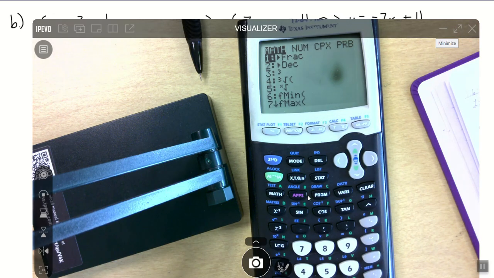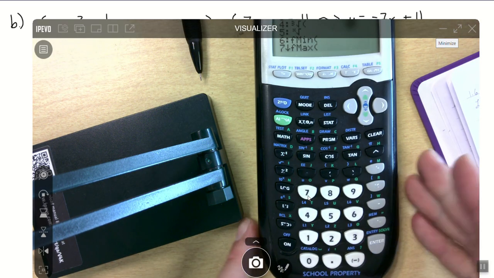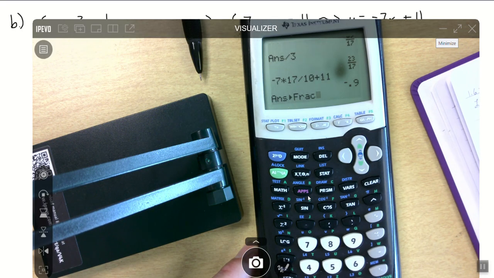When you're using these calculators, I could hit the number 1 to select that first option, or I can just hit enter once it's highlighted. I can tell it's highlighted. I'm going to say frac it. So it's saying, you want me to fraction this? And I say, yeah. I'll hit enter one more time. And there it is.